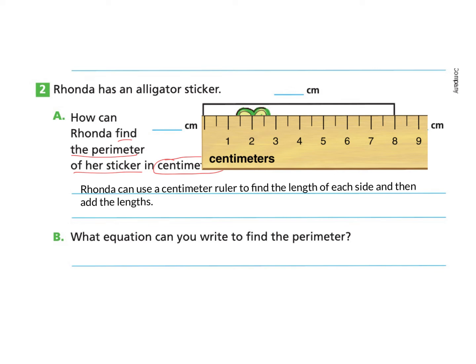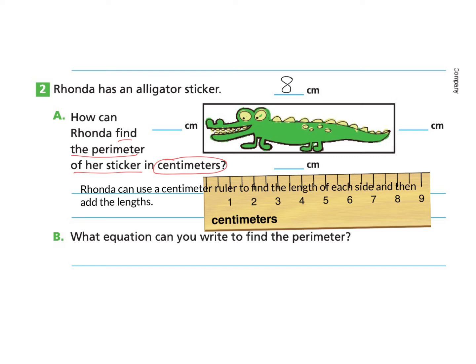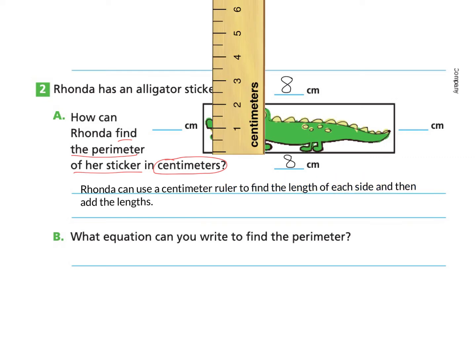So we start where the first line is, not at the beginning of the ruler, but where that line is on the ruler. And we can see that the alligator sticker on the top is 8 centimeters long. And we know that it is the same measurement underneath, the bottom length, 8 centimeters as well. Now we're ready to measure the side lengths.